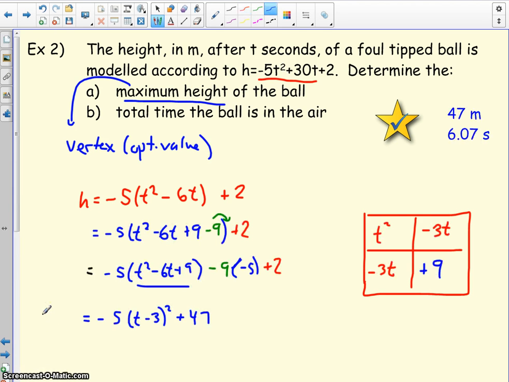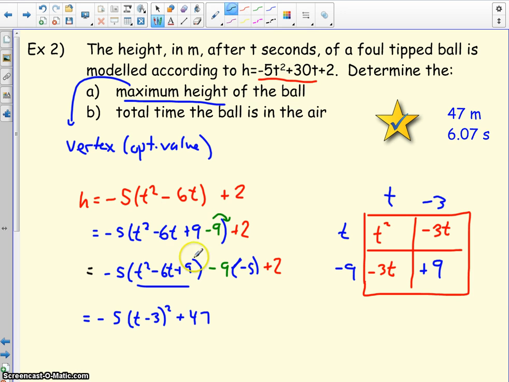Okay, so you can take a look at the vertex form from here. When I take out the negative 5 and I have t squared minus 6t, I complete the square on that. I found I had to add 9 to create a perfect square. So I added 9, subtracted 9 from the equation. Now remember here, because we have an a value that's not 1, make sure you keep that plus 9 and minus 9 inside the bracket that's multiplied by negative 5.